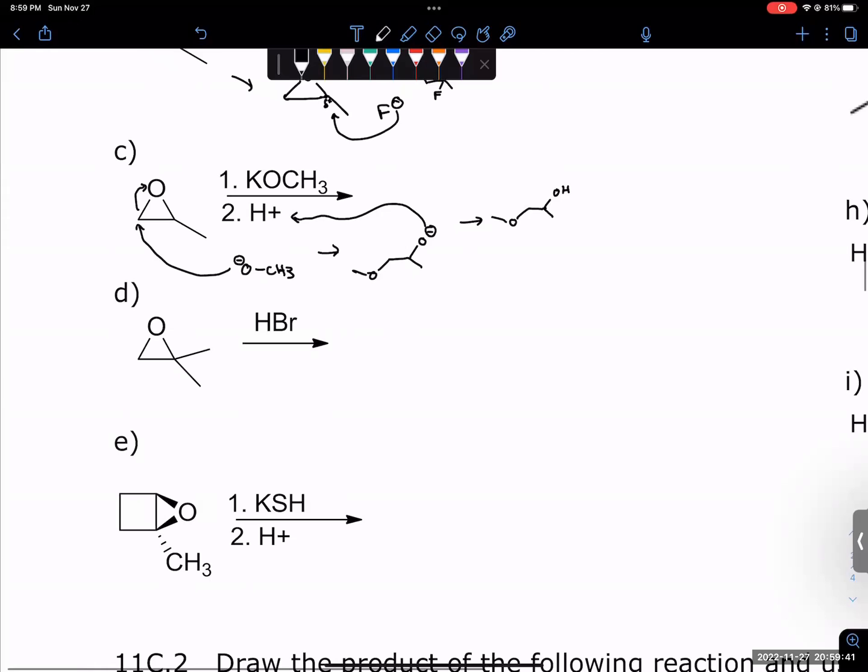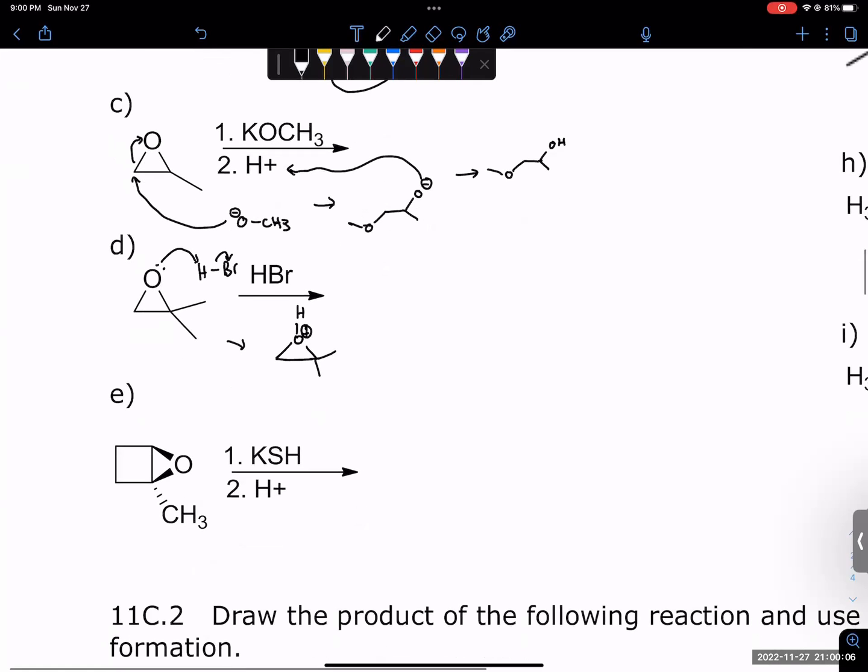So here we go again. We have an acid, right, and an epoxide. The only thing an acid can do is protonate, so we're going to protonate the epoxide. And you're going to end up with this intermediate. And this one right here, plus charge there. Now we have our Br minus.